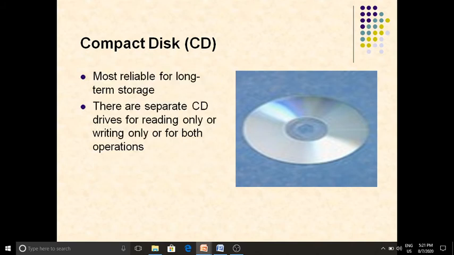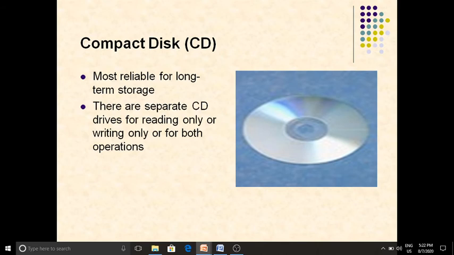Okay students, CDs are most reliable for long term storage. There are separate CD drives for reading only, writing only, or for both operations. Drives means where we put the CDs. There will be separate drives for putting the CD and using the CD. For using the CD, we use a drive, that is a box, a CD box you can say.